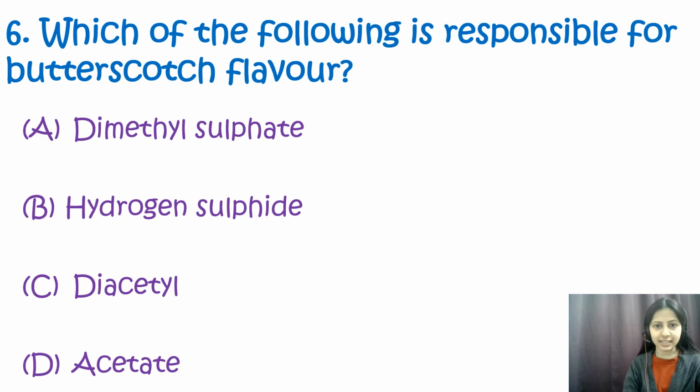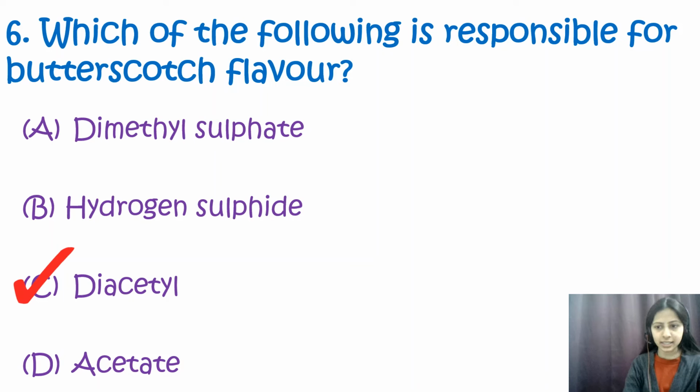Question number 6. Which of the following is responsible for the butterscotch flavor? Options are A. Dimethyl sulfate, B. Hydrogen sulfide, C. Diacetyl, and D. Acetate. So the correct option will be option number C, that is diacetyl. So the butterscotch flavor is due to diacetyl.